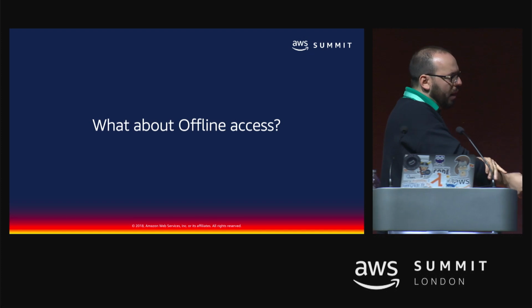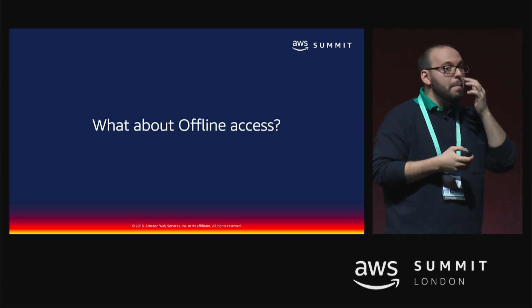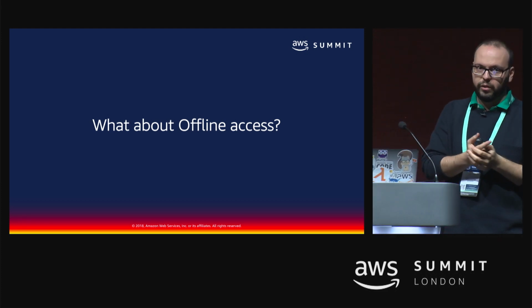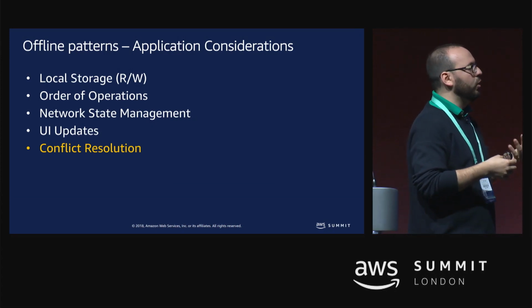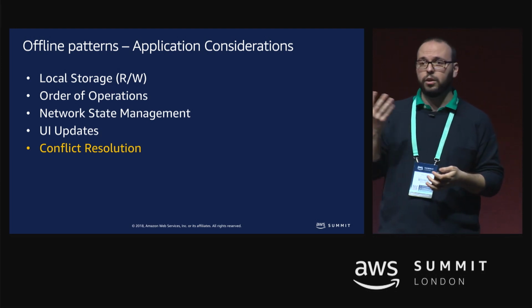But I talked to you about offline access. How can you provide offline? There are many different ways you can give offline access to your applications. I'm going to show you only one for now. But when you provide offline access, it's not just that you're using cache to make something happen, you also need to think about so many other things.